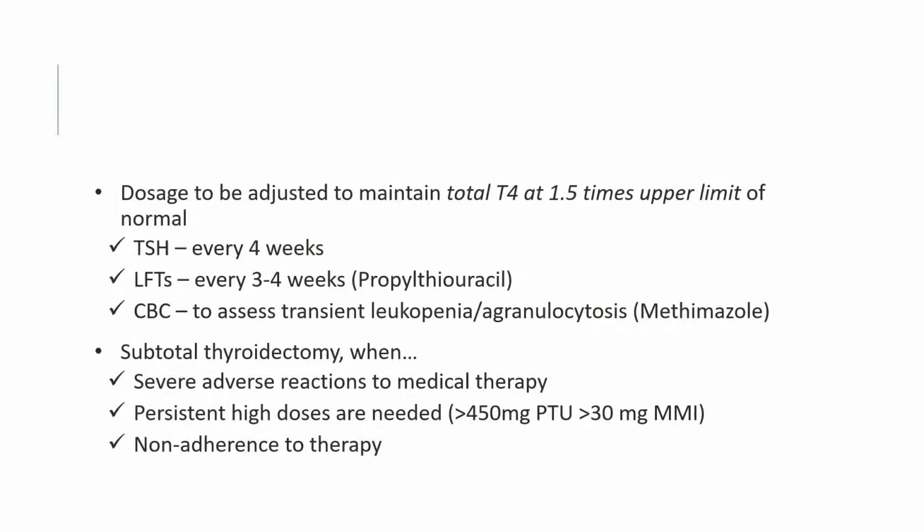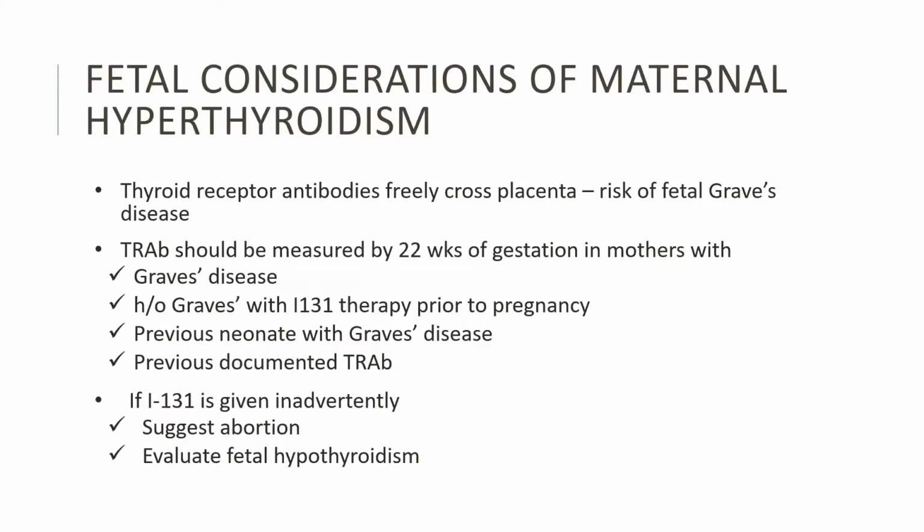So second trimester is usually safe for such types of elective surgeries. Now, what are the fetal considerations of maternal hyperthyroidism? What can happen to the fetus? Thyroid receptor antibodies freely cross the placenta, so there is a risk of fetal Graves' disease. TRAB should therefore be measured by 22 weeks of gestation in the mother. With Graves' disease, any patient who has had Graves' disease, make sure you measure the TRAB antibodies by 22 weeks.